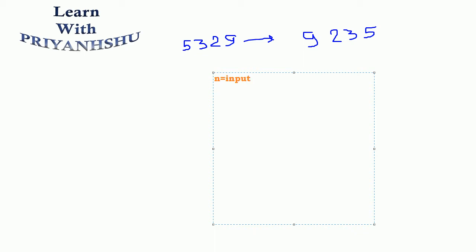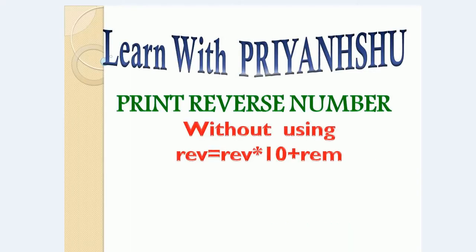Now what do we do? We take a variable, let's suppose named remainder, and we take a while loop. This runs till n is not equal to 0. In the while loop, let's suppose a variable named sum equal to 0. Now what should we do? To find the reverse of a given number, first we see this, then we apply our concept to reverse the number without using this statement.